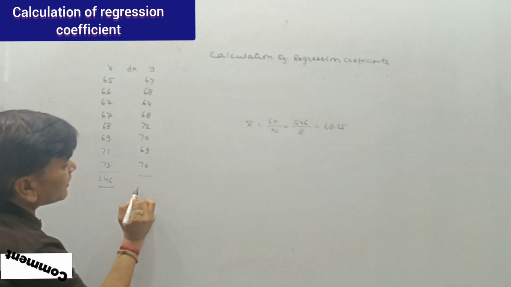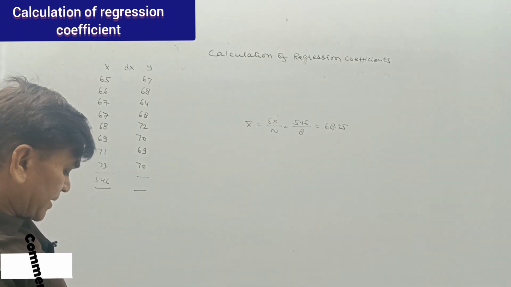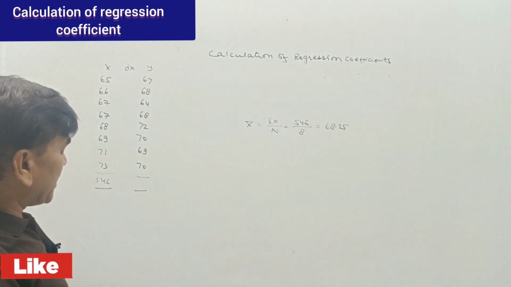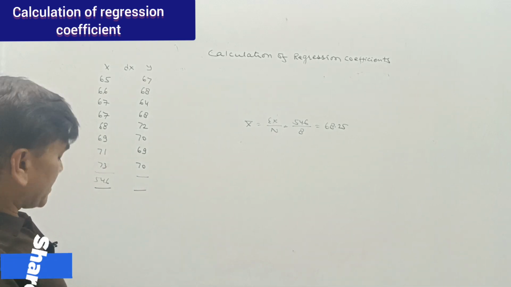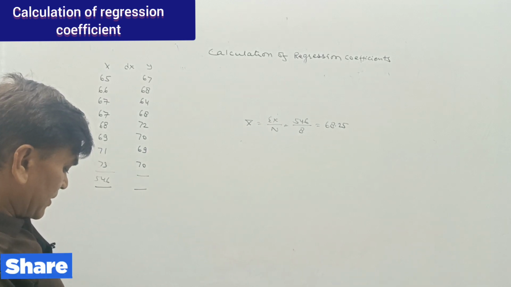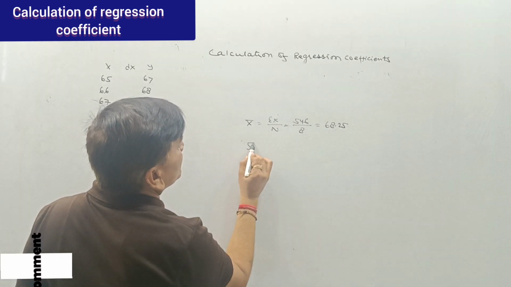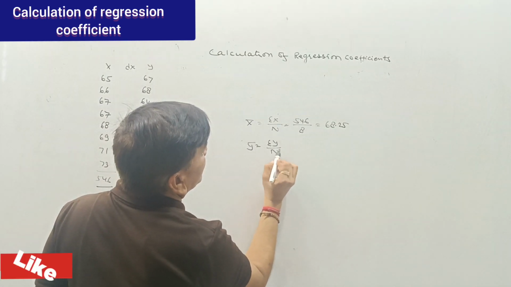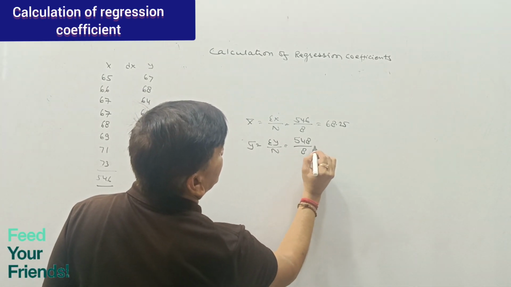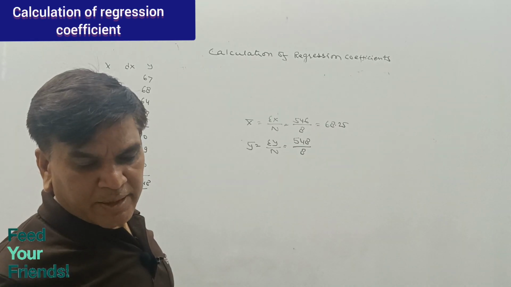For calculating y bar, we will first add 67 plus 68 plus 64 plus 68 plus 72 plus 70 plus 69 plus 70. So 548. So y bar value is sigma y upon n, that is 548 divided by 8, that is 68.5.